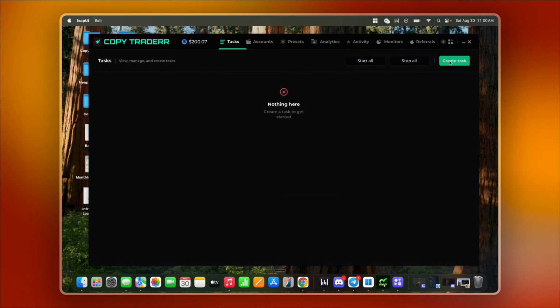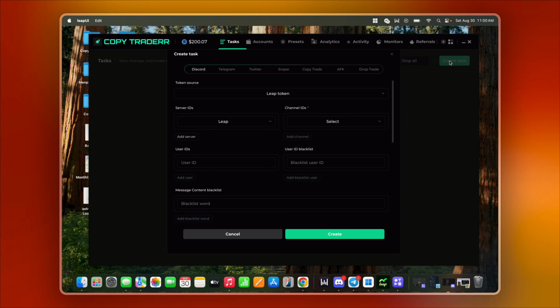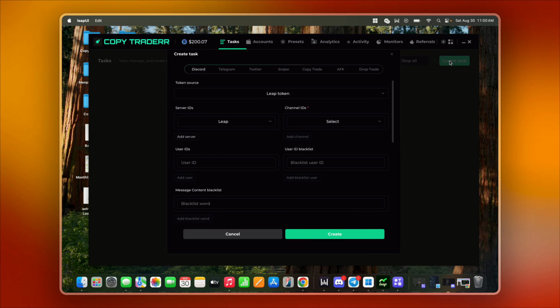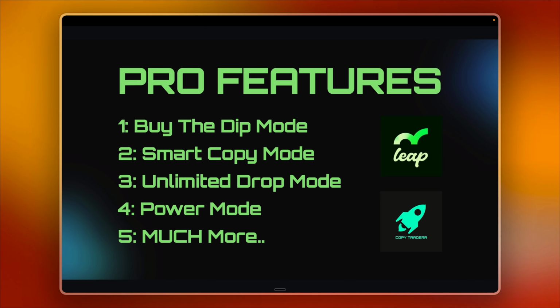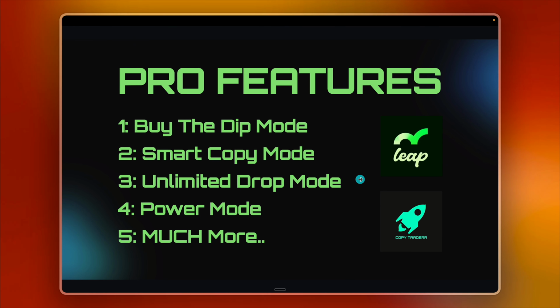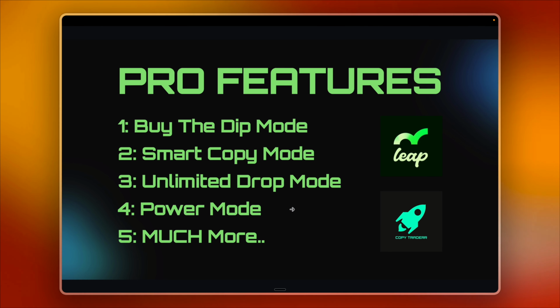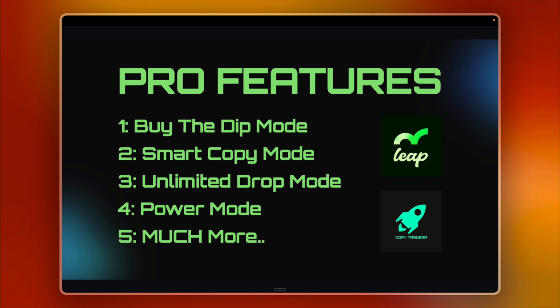It's because Leap has features which no other copy trading bot currently has, which separates it from everything else, allowing you to use really advanced strategies that are extremely profitable in copy trading. These features include being able to buy the dip, smart copy mode, unlimited drop mode, and power mode. Now, this might not make any sense to you right now, but I'm going to go over each one of these and tell you exactly what they do.